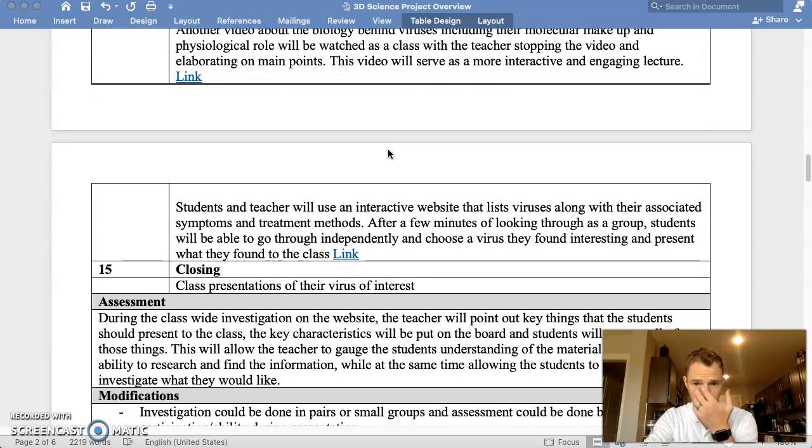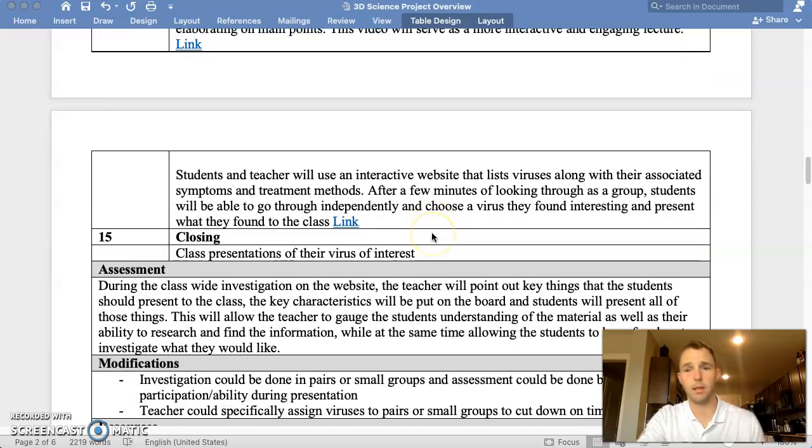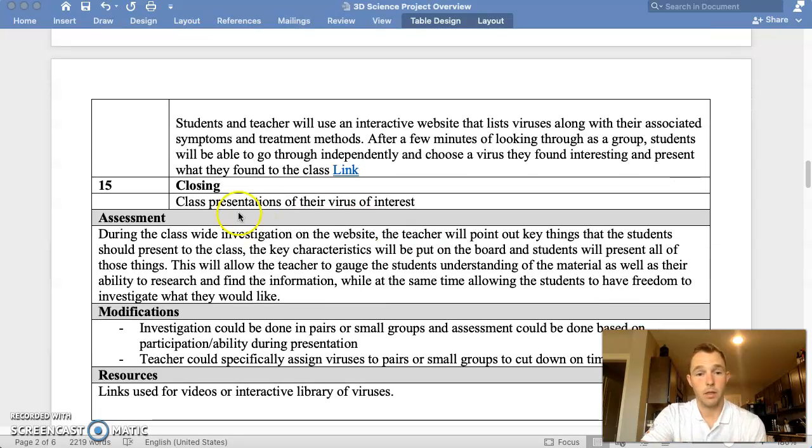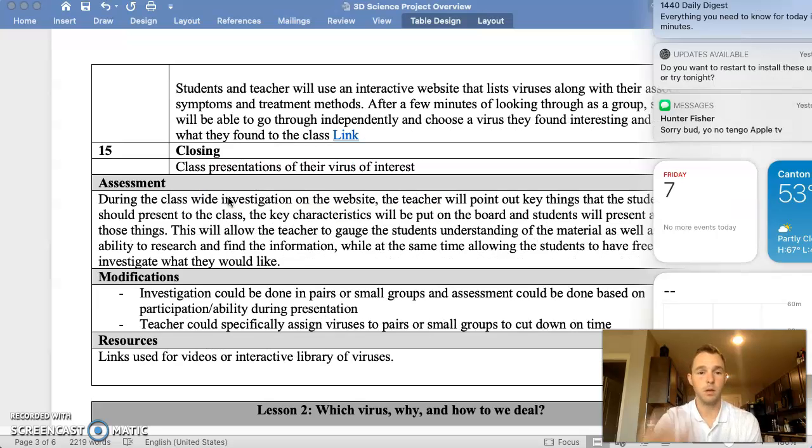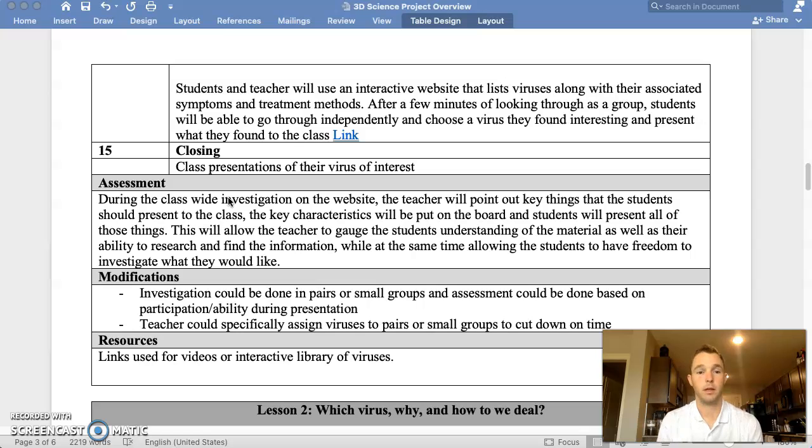And then the students will use an interactive website that lists viruses with their associated symptoms and treatment methods. After a few minutes of going through it as a group, the students will be able to go through independently and choose a virus that they find interesting and present what they found to the class. So the closing will be everybody doing their presentations.